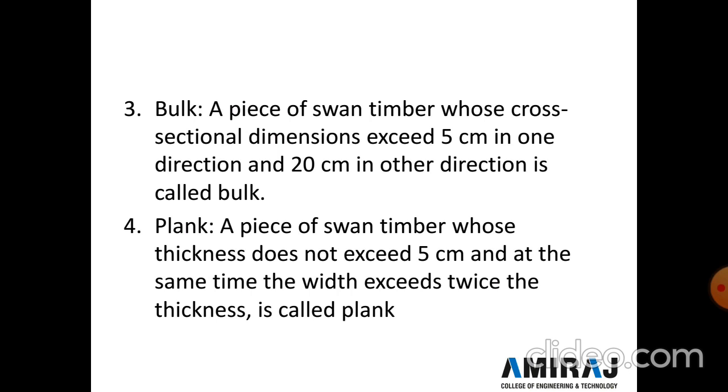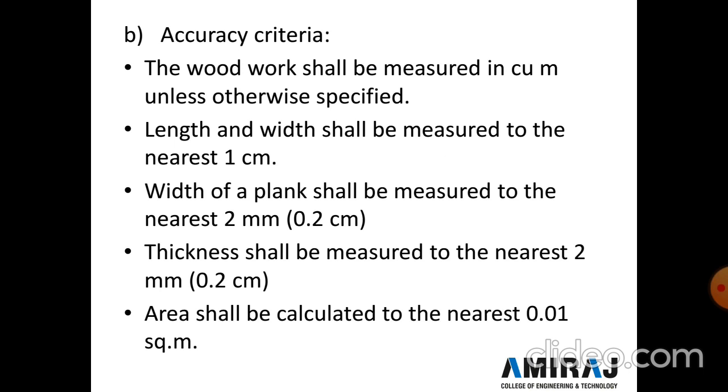Now some of the accuracy criteria given for the wooden work. The wooden work shall be measured in meter cube unless otherwise specified, and length and width shall be measured to the nearest 1 centimeter, and width of the plank shall be measured to the nearest 2 mm, and thickness shall be measured to the nearest 2 mm, and area shall be calculated to the nearest 0.01 meter square.